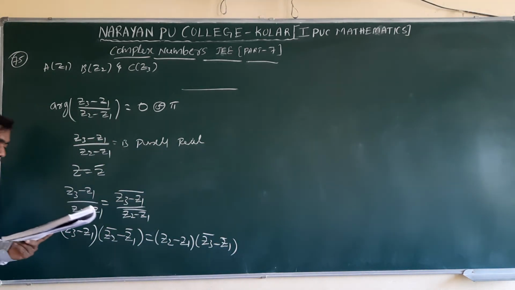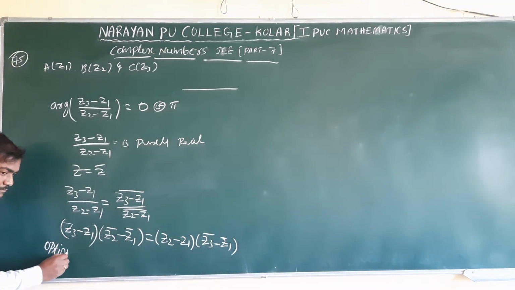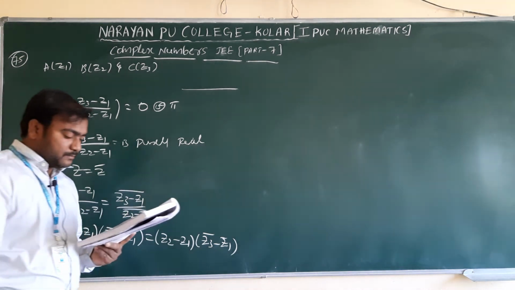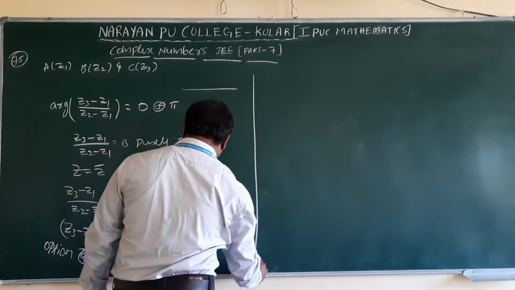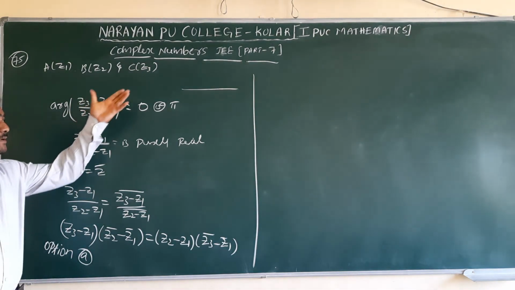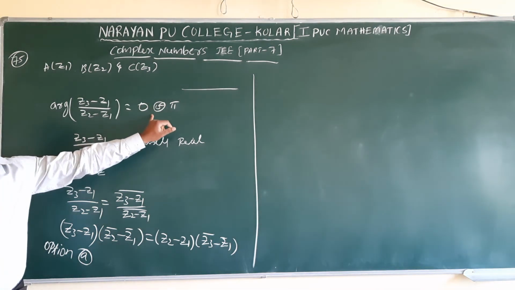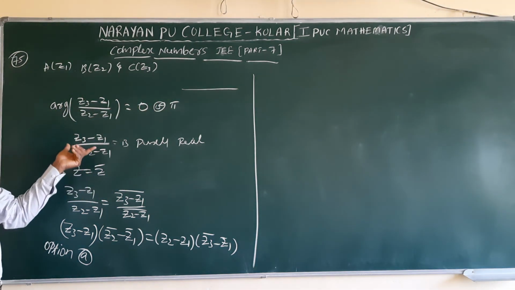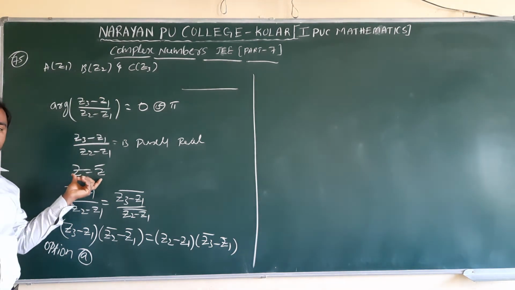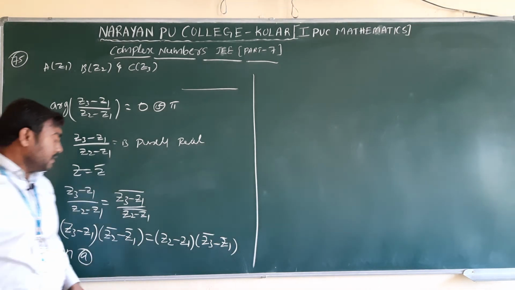Here option A is the correct option. Next question. So understand the argument value here: the points lying on the same line, theta should be 0 or pi. So it is purely real. We know the condition of purely real is Z equal to Z bar; applying this, we get the same thing. So option A is the correct option.